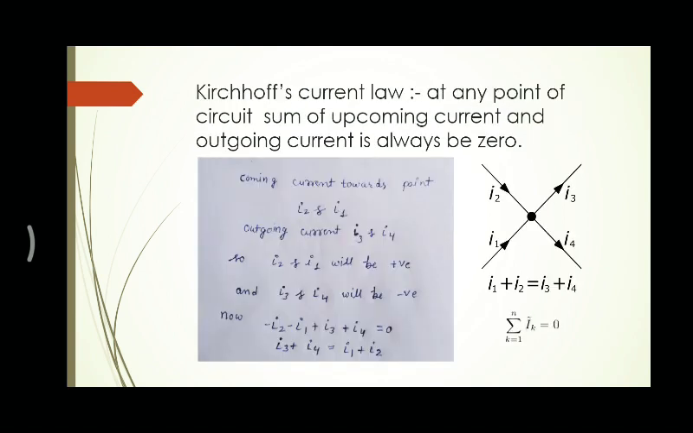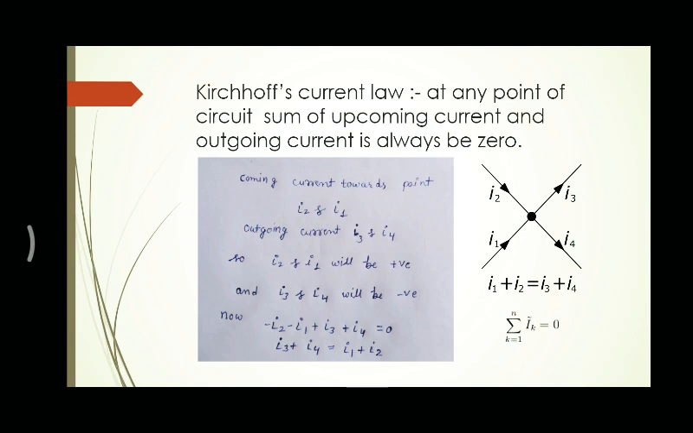Now we are going to study Kirchhoff's current law. According to the statement of Kirchhoff's current law, at any point of a circuit, the sum of incoming current and outgoing current is always zero. The point towards which current is coming and going out is known as the node point. Currents coming towards the node point are considered positive, and outgoing current is considered negative.